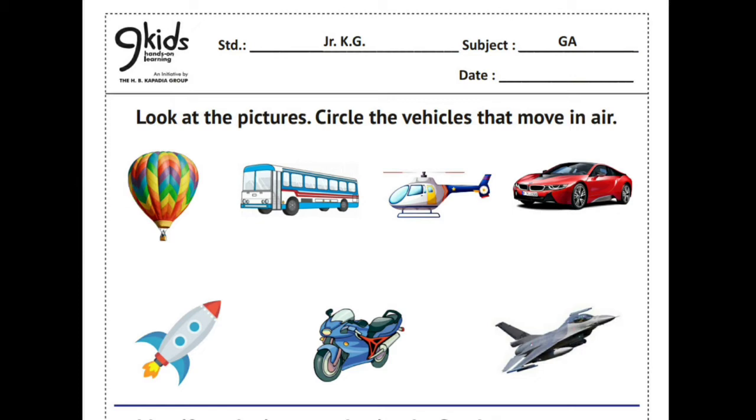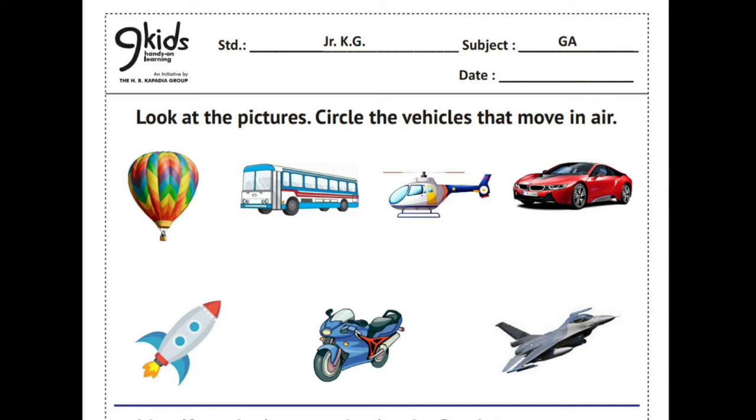Let's see next picture. This is a bus. Bus moves on land, so you don't have to circle this picture. Let's see next picture. This is a helicopter. Helicopter moves in air, so you have to circle this picture. Let's see next picture. This is a car. Car moves on land, so you don't have to circle this picture.